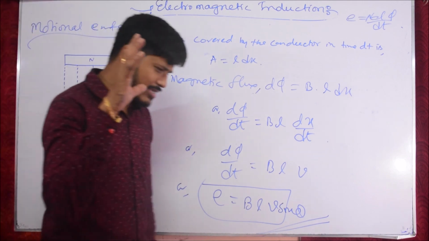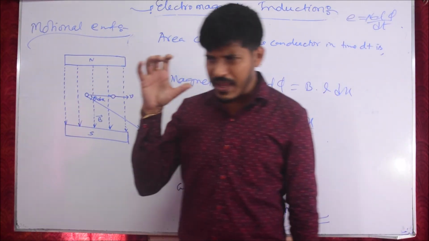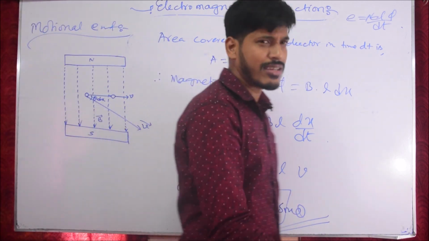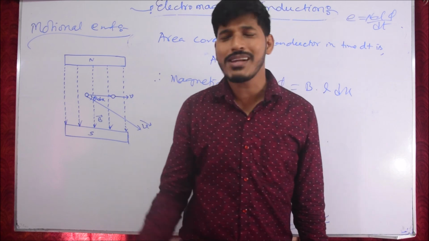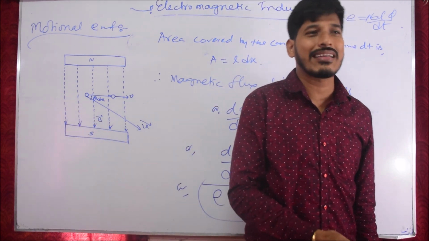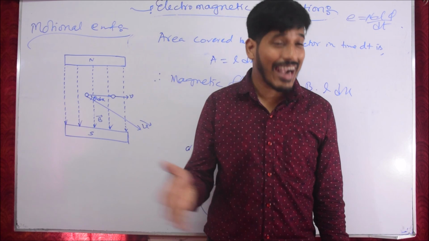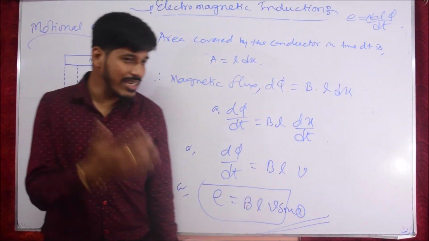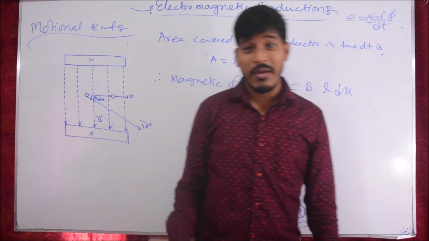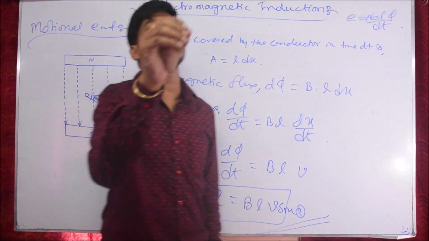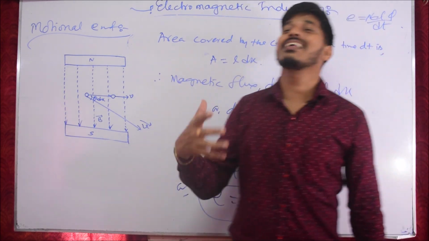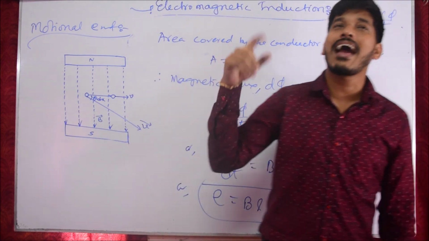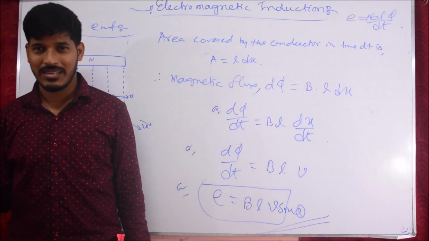Motional EMF, in this class, there are two very important things. If there is any change in magnetic flux linked with a coil, means if there is any motion of the magnetic field or magnet or current carrying conductor, or any motion of the conductor in a magnetic field, by any means if there is any change in magnetic flux, there is generation of induced EMF, and this is your electromagnetic induction.